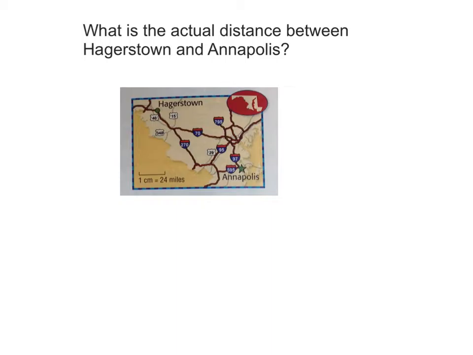So what I did was I took a ruler and I measured it out here, and it was about 4 centimeters. And I measured in centimeters and not inches because my scale is in centimeters. So I know for every 1 centimeter it's 24 miles. And I found it was 4 centimeters. So to figure out what the actual distance is, first I'm going to write down what my scale is. 1 centimeter equals 24 miles. And I'm going to put M for miles. Now when I measured it, it was 4 centimeters.